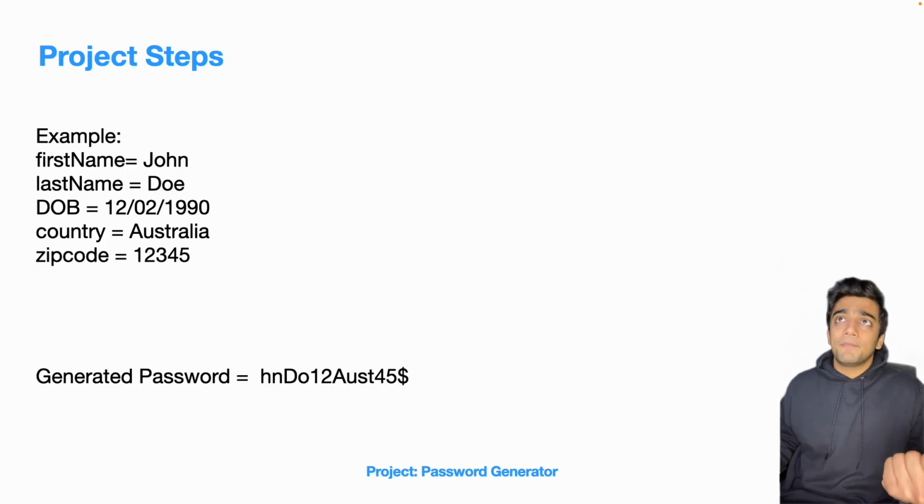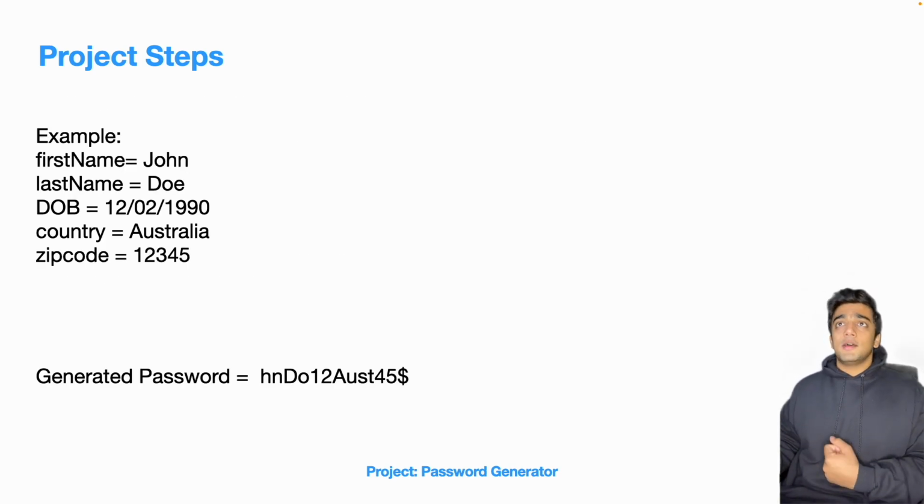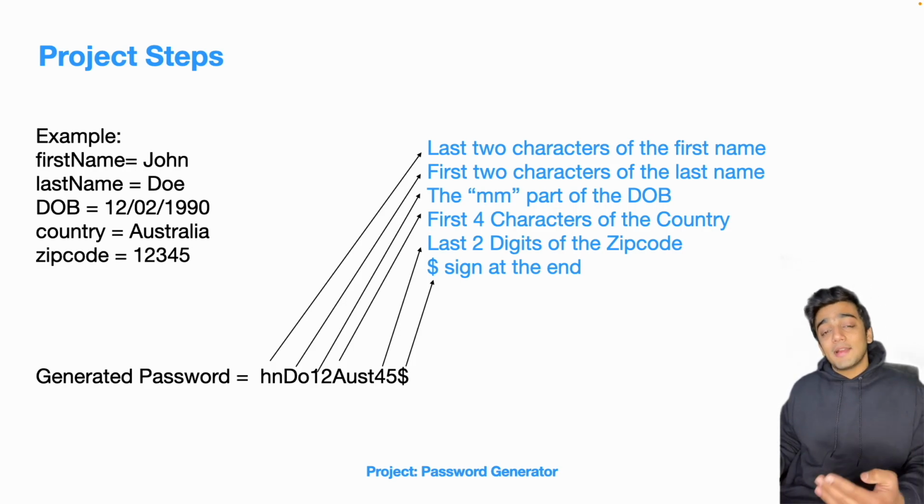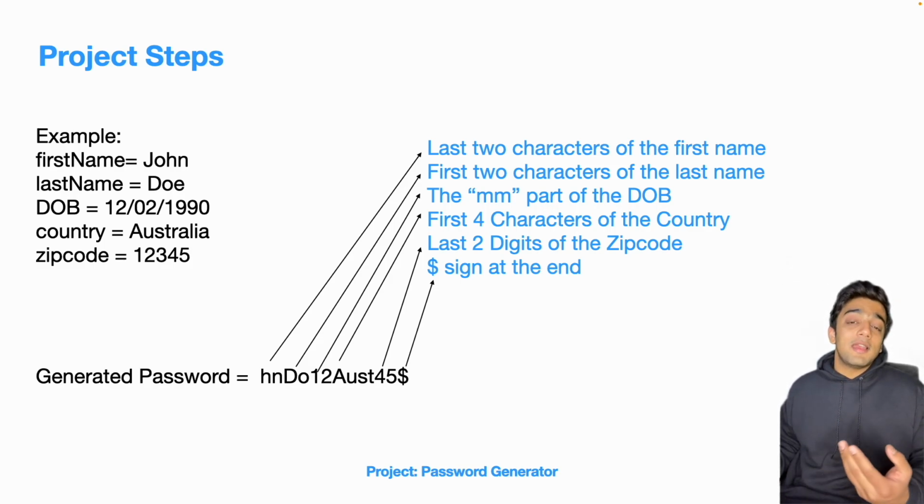So to give you an example, we've got our first name is John here, last name is Doe, DOB is 12021990, country is Australia, and zip code is 12345. So the generated password would look something like this: HN from the first name, which is the last 2 characters of the first name from John, DO from the first 2 characters of the last name, 12 from the part of the DOB, AUST from the first 4 characters of the user's country, which is Australia in this case, and 45, which is the last 2 digits of the zip code, and finally a $ sign.